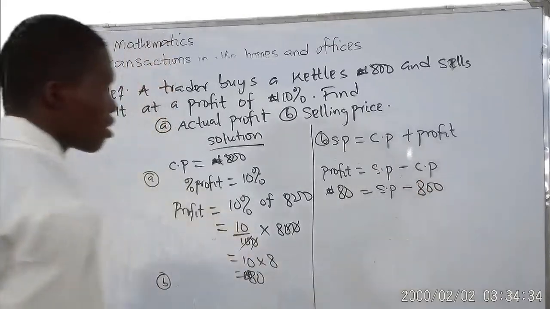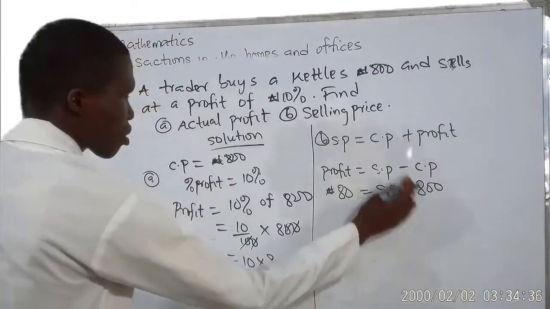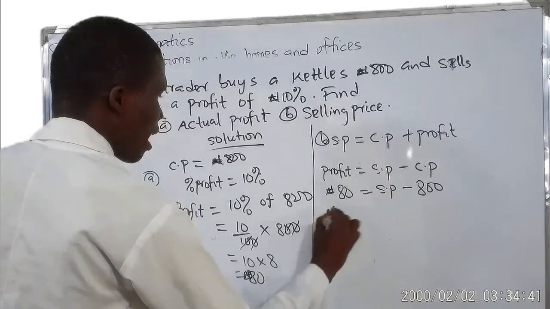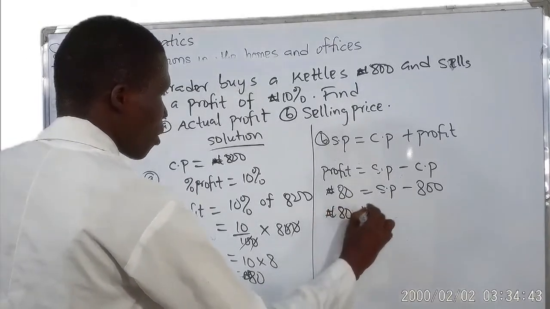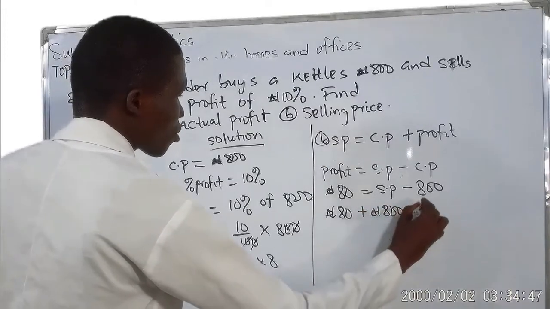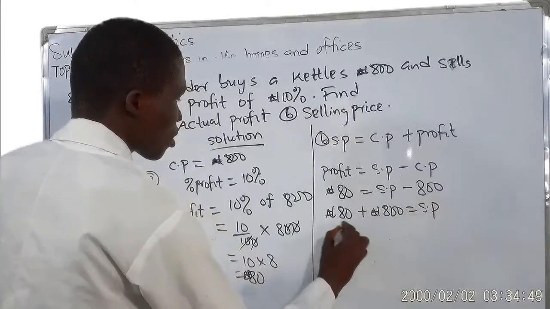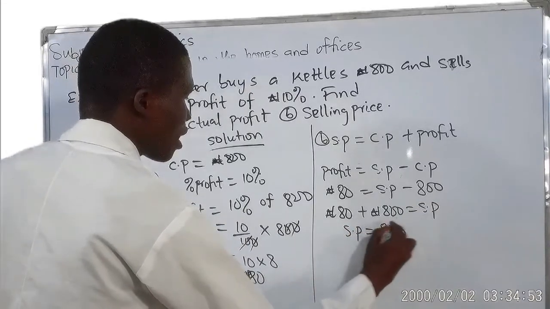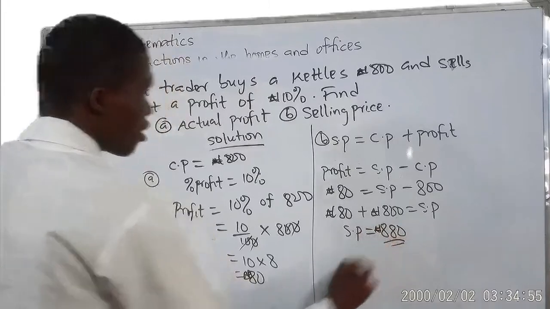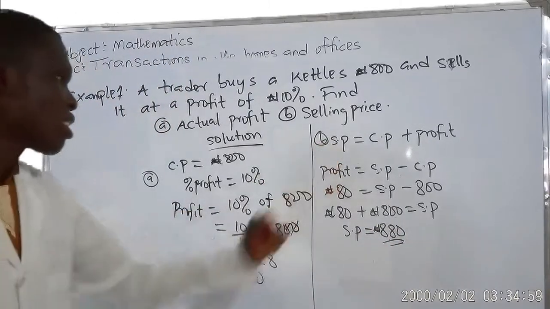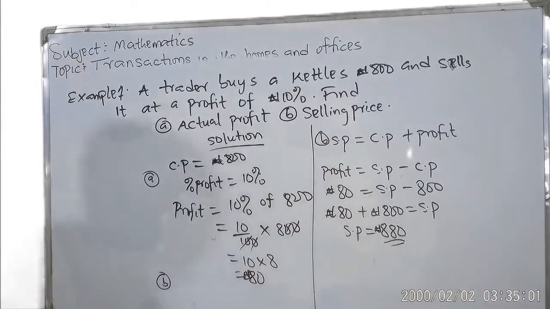800 naira. So when this crosses to this side, it turns to a plus. Therefore, we have 80 plus 800 naira equals selling price. So selling price will give us 880 naira. So that is how to find a selling price, and I believe you understand this.